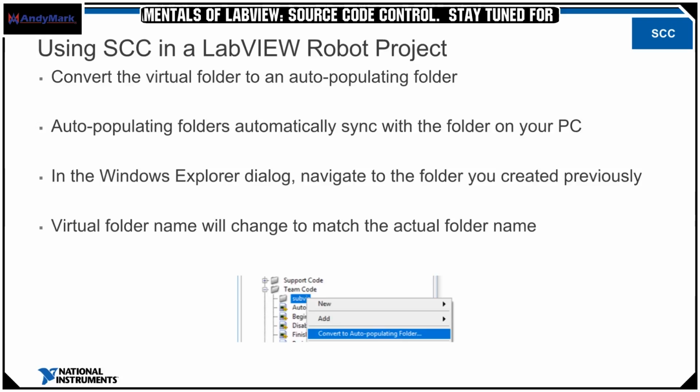So when you click on this folder, you can right-click on the new virtual folder you created and go to Convert to Auto-Populating Folder. When you click that, it will bring up a Windows dialog, much like an open dialog, and you can navigate to that folder we made in the previous step. So the one I called SubVIs, I would click over and find that folder. When you select that folder, you'll see that your virtual folder name will update to match the actual folder name that you called it in the Windows Explorer window. That's why the first name matters and the virtual folder's name doesn't.